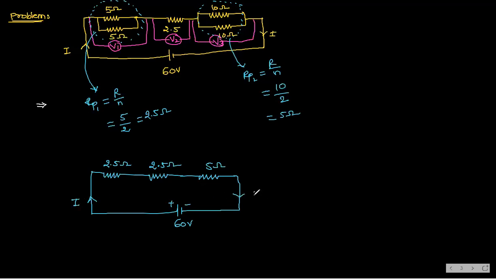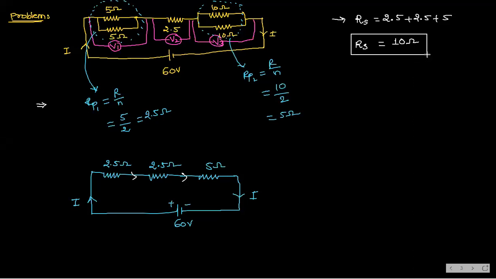Now let's first find the total resistance. All three are in series because the same current is flowing through all. So total resistance is equal to 2.5 plus 2.5 plus 5, which is 10 ohm. Okay, resistance we got.